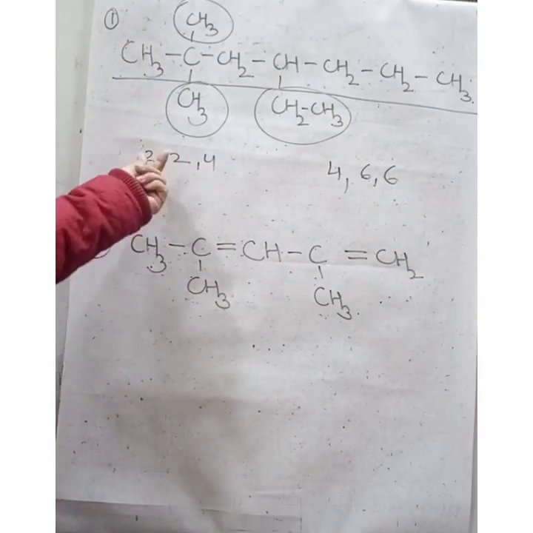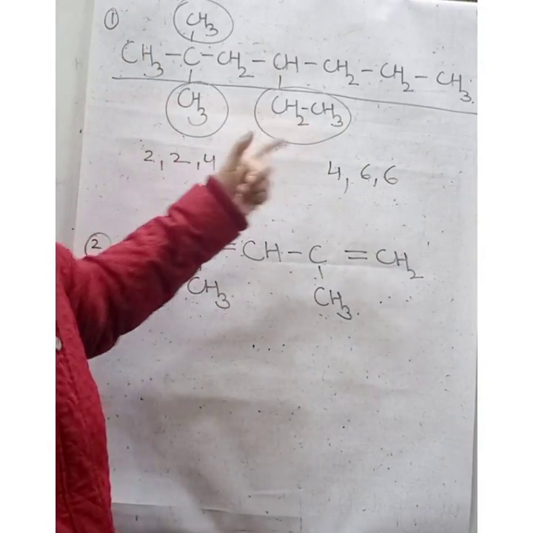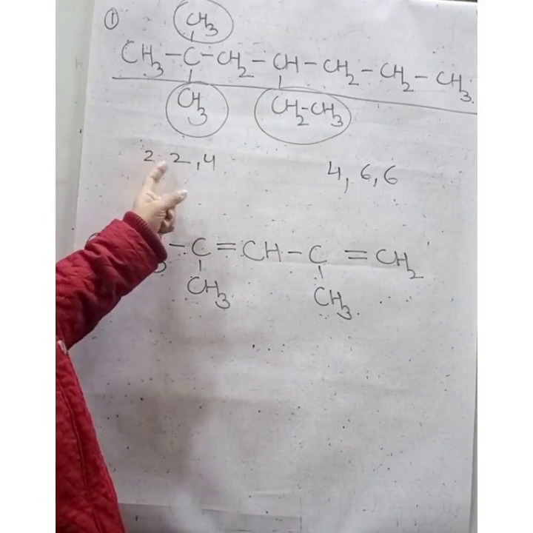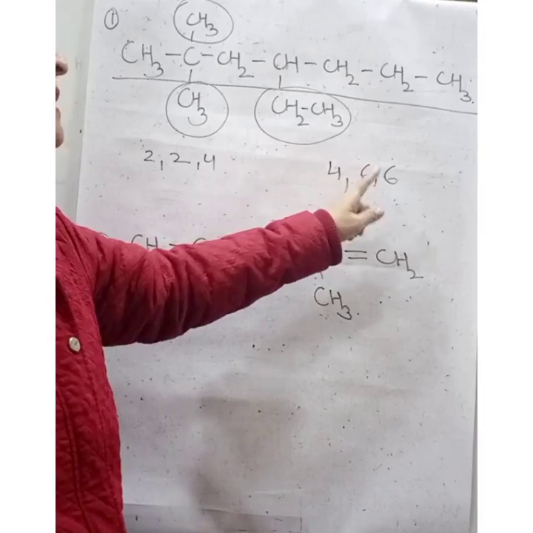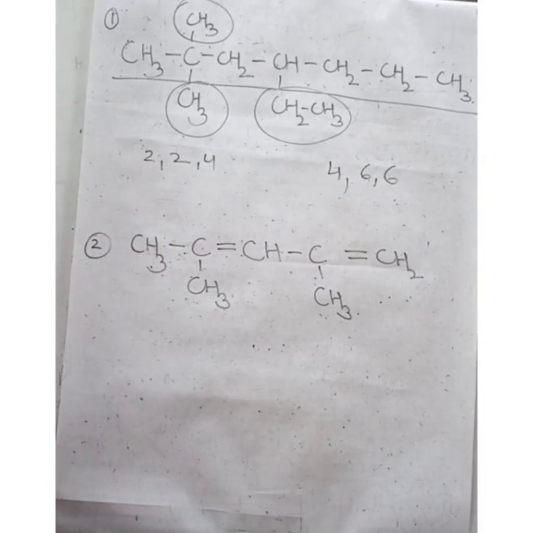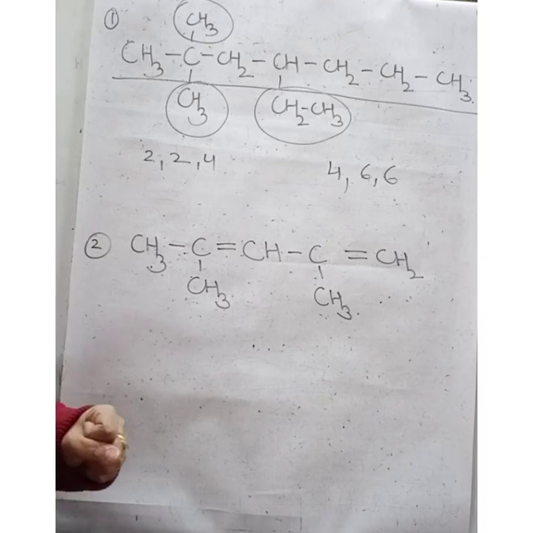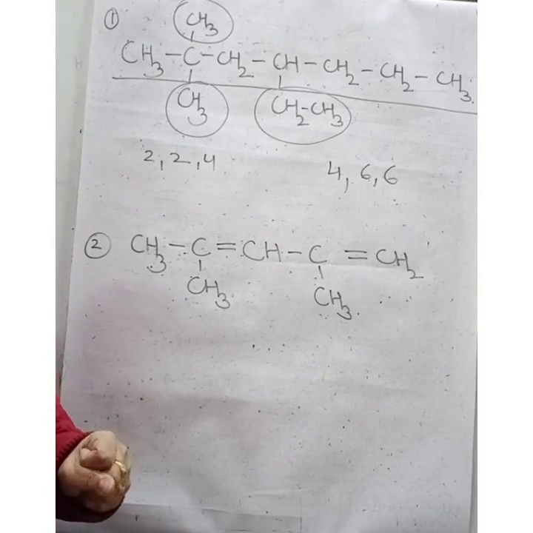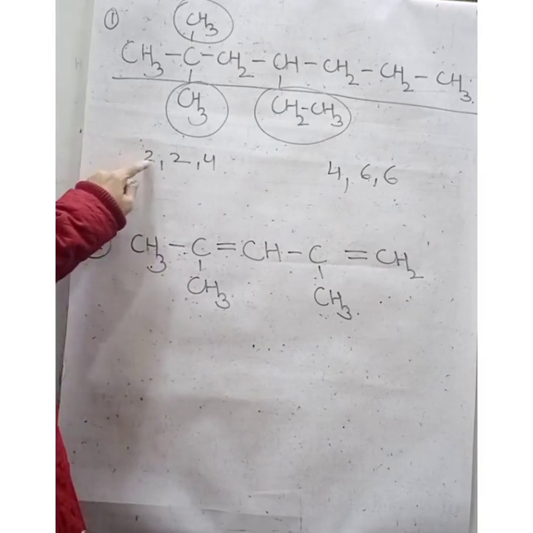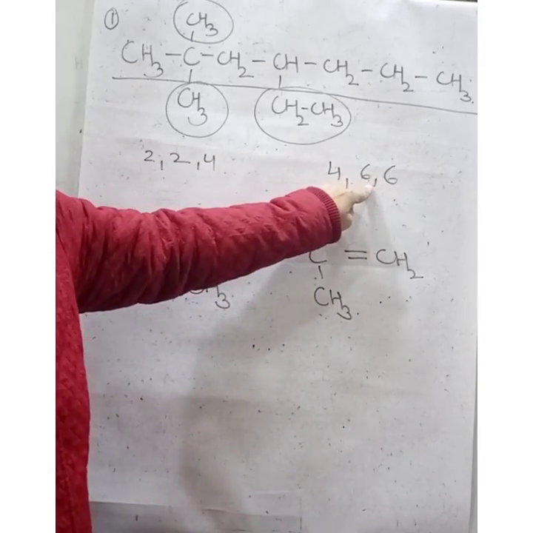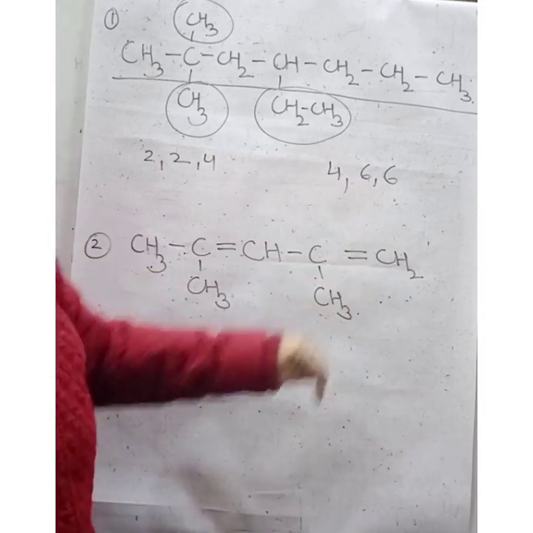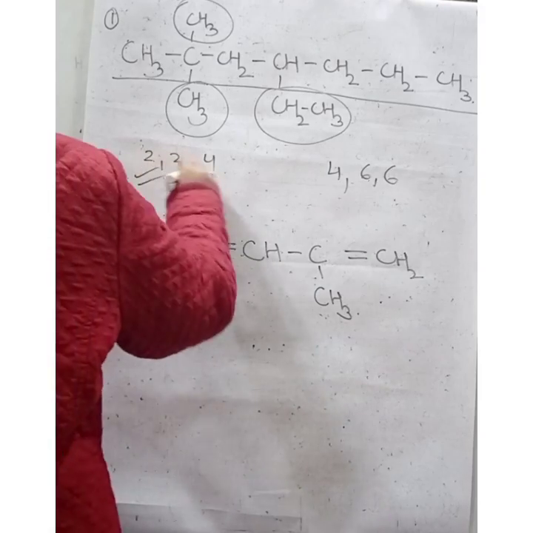That means if you number from the left hand side, substituents are present at 2, 2, 4, and if you number from the right hand side, 4, 6, 6. So you have to select that side for numbering which has the lowest set of locants. 2 plus 2, 4, 4 plus 4, 8. And here 6 plus 6, 12 plus 4, 16. So this is the lowest set of locants.